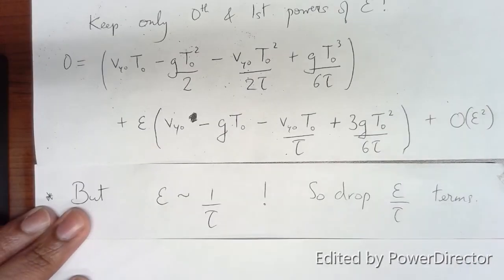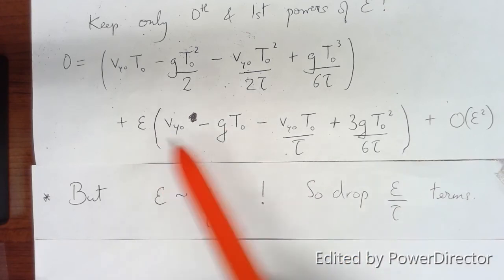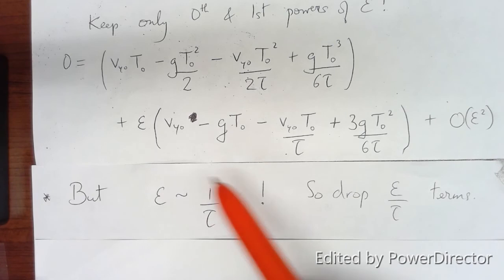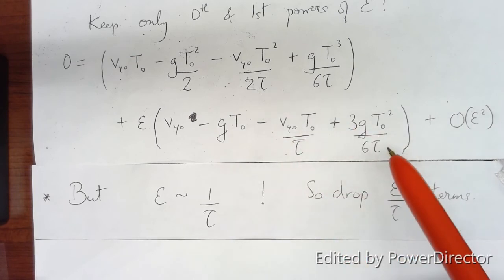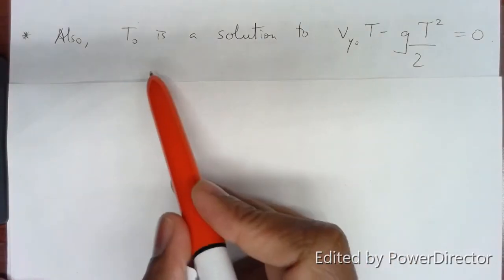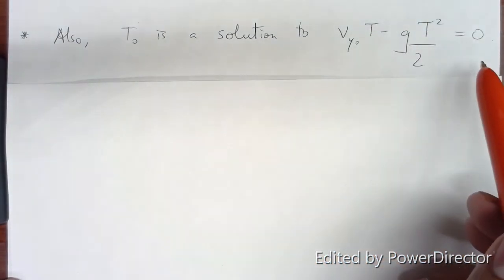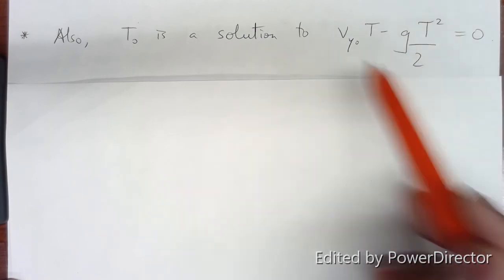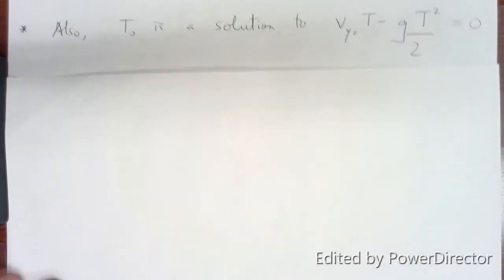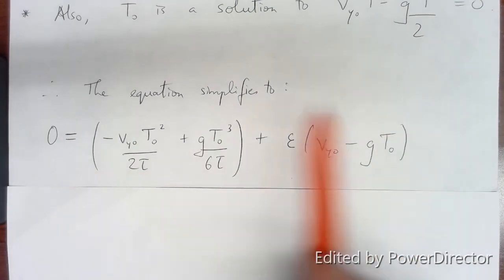However, we have to be consistent in our procedure of solving. We have dropped terms of epsilon squared or higher, and we have said that epsilon is of order 1 over tau, so we should drop terms that are of the form epsilon over tau, which allows us to get rid of these two terms. We also remember that t0 is a solution to vy0 t minus g t squared over 2 equals 0. And this allows us to actually get some terms to cancel out. And so what we are left with is this equation.